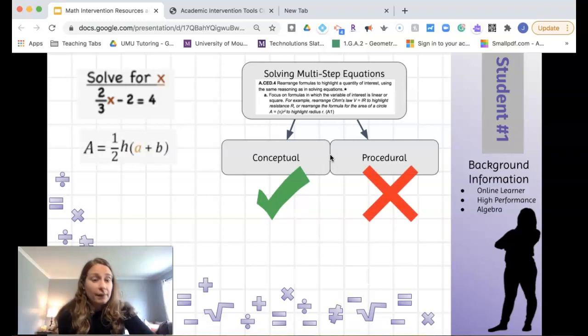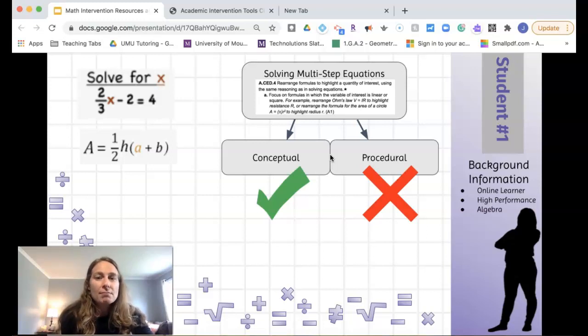So I had this student. She was an online learner. So she had moved from face-to-face to online this academic year. She was a pretty high performer, got good grades. She was in an algebra class, but she was a middle school student. And she was an interesting case because I kind of got called in. So she was doing really well. She was not having any problems.